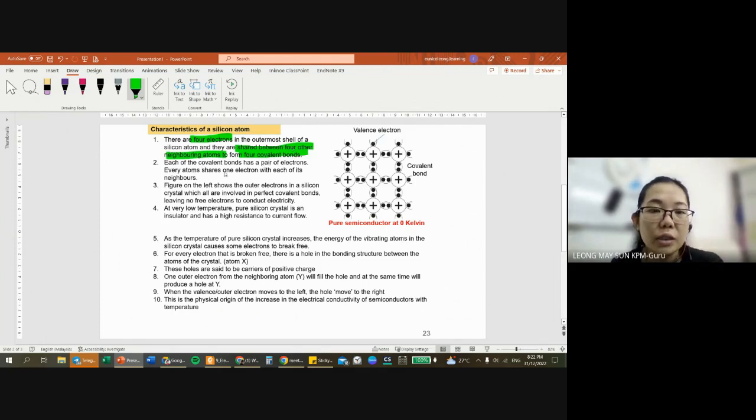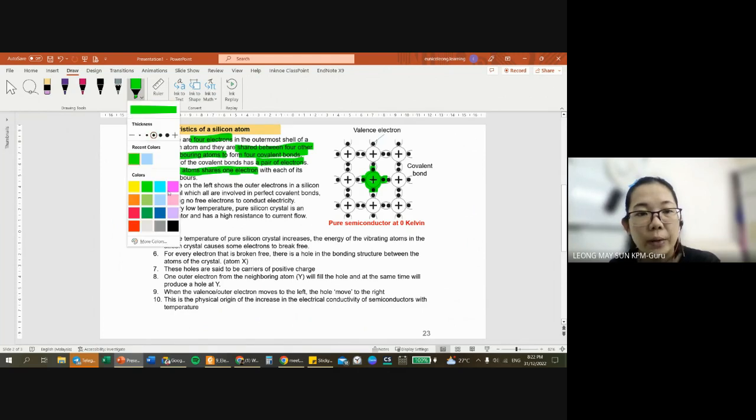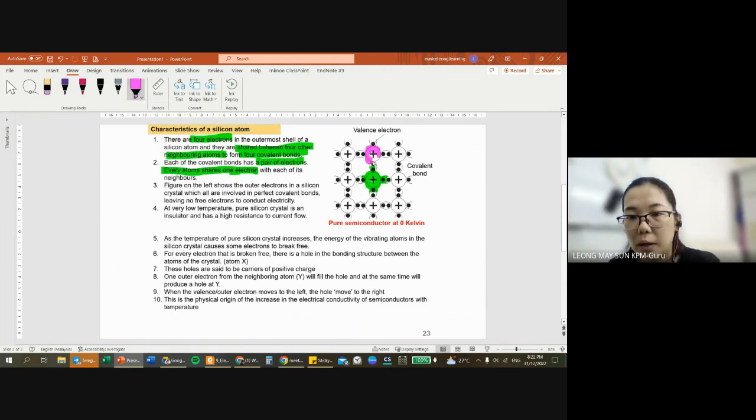Each covalent bond will have a pair of electrons, and every single atom shares 1 electron with each of its neighbors. For example, this is the silicon atom right now, and the silicon atom has 4 valence electrons at the side over here. Then we have other silicons sharing with the main one. See, there's one electron here, another one here, another here, another here.